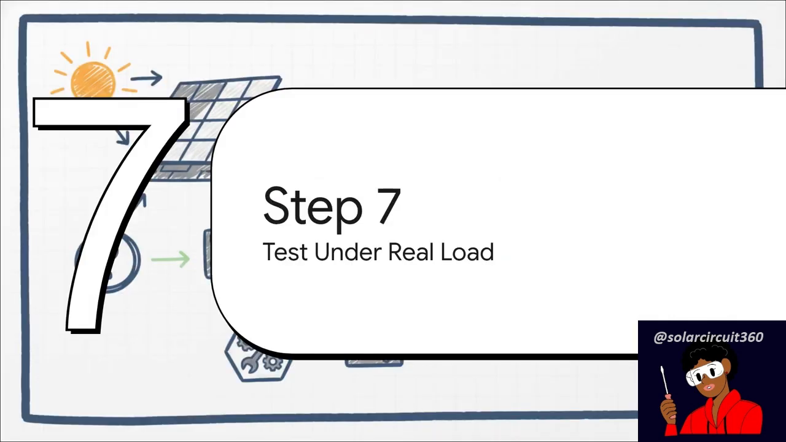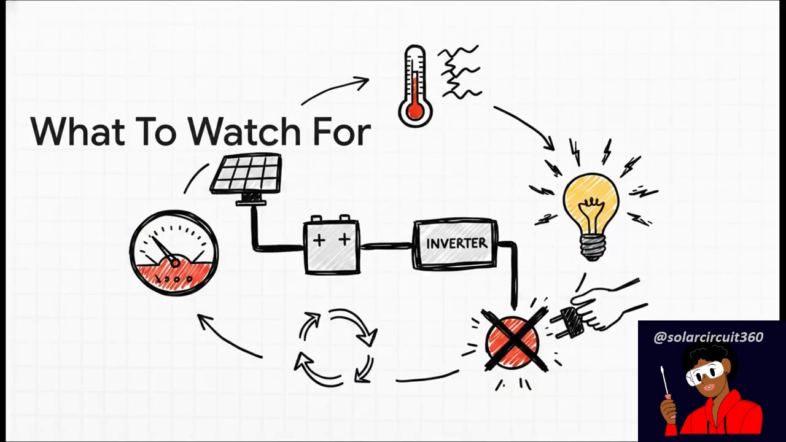Okay, time for the final exam. With everything hooked back up, we're going to run the system just like you normally would. Put it under a real-world load. This is where the sneaky problems, the ones caused by a combination of issues, often finally show their face. So as it's all running, you become a detective. You watch everything. Is the battery voltage holding steady or is it sagging? Where is heat building up? Any flickering lights? You see, a sudden shutdown under a real load often points to a combination of problems, like a slightly tired battery plus a little bit of voltage drop in the wiring. This test is what brings it all together.